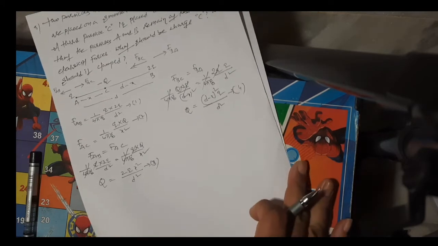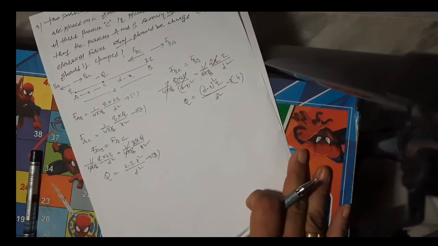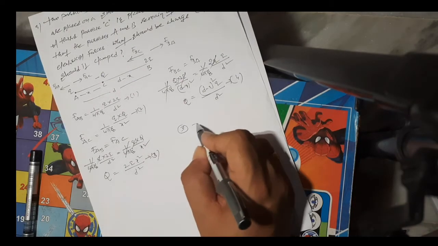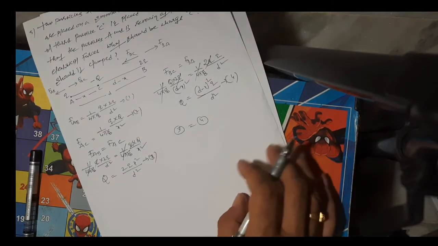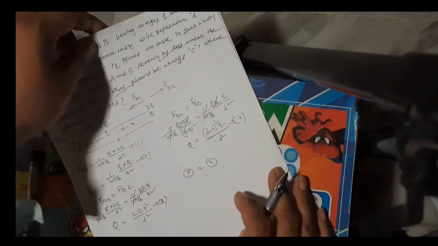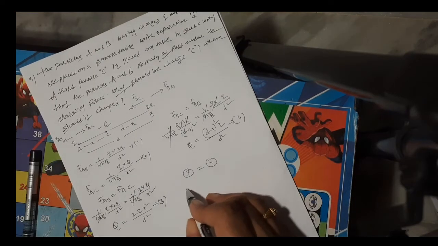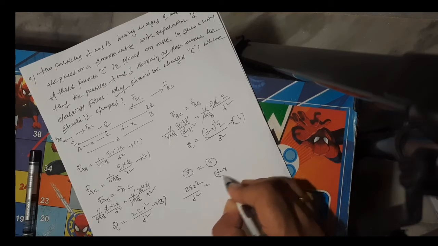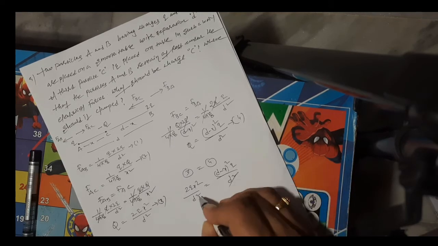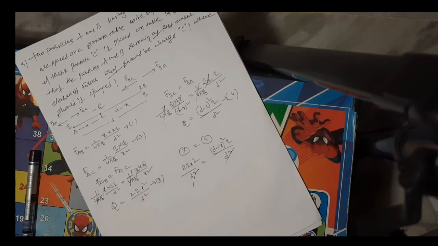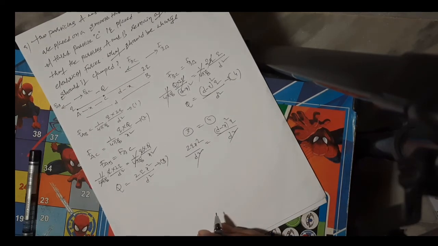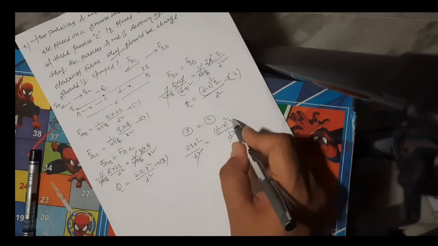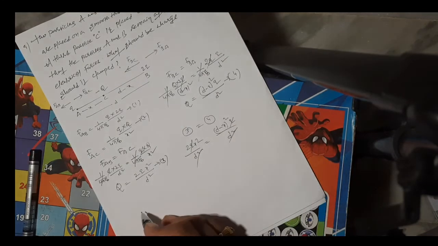Now equating these two equations, equation 3 is equal to equation 4. So 2qx square by d square is equal to d minus x whole square into q by d square. d square cancels, and also here q cancels. What do we get?